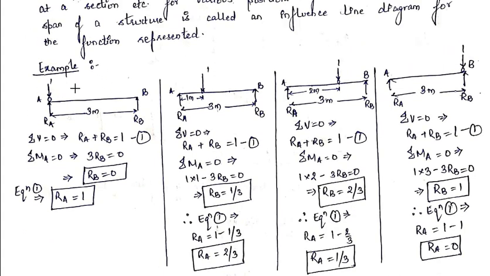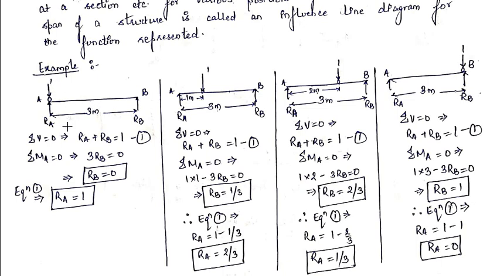So in this example, I have considered a simply supported beam AB of span 3 meters. On this span, a unit rolling load is moving from A support to the B support. A rolling load is the load which moves from one end to the other end of the beam. In this case, we have considered a rolling load having a magnitude of 1. That magnitude can be 1 Newton, 1 kilonewton, or anything else, but the magnitude is 1.